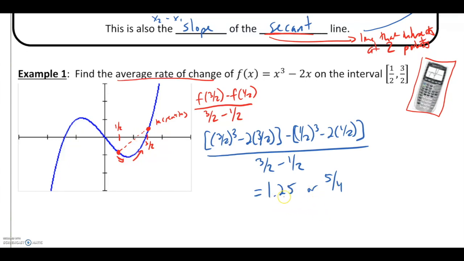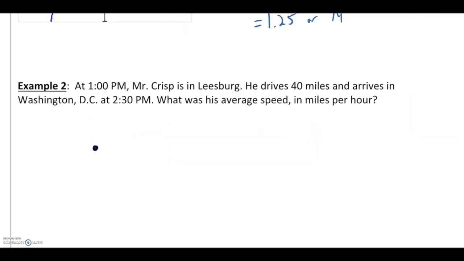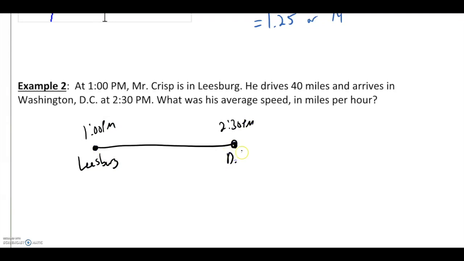We're increasing by 1.25 in our y values, or we're looking at a slope of up 5 and 4 to the right. Now let's look at an example that's a little bit more practical. At 1 p.m., Mr. Crisp is in Leesburg. I am right here. He drives 40 miles and arrives in Washington, D.C. at 2:30 p.m. And there's my distance of 40 miles. What was his average speed in miles per hour?